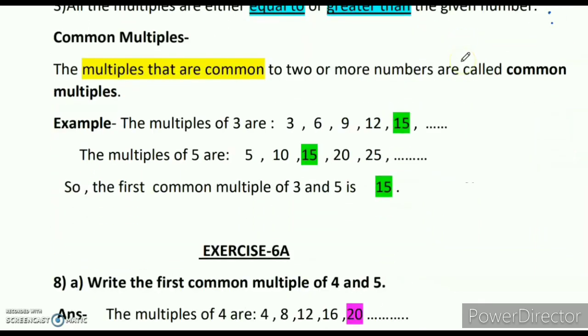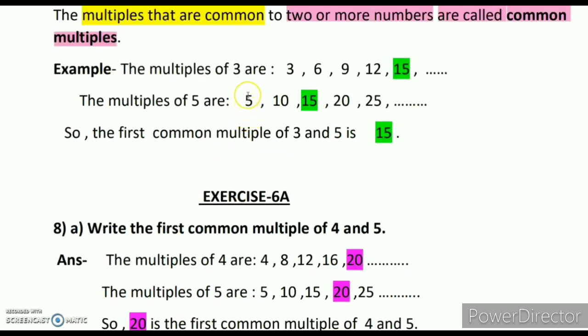Next concept is, children, your common multiples. The multiples that are common to 2 or more numbers are called common multiples. So let's find what are the common multiples of 3 and 5.